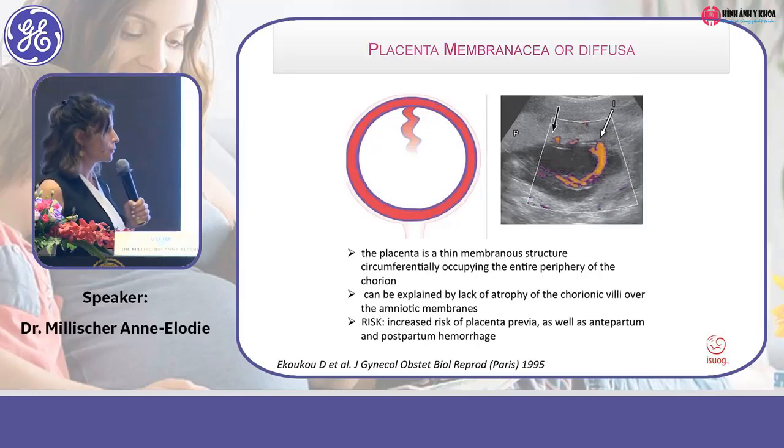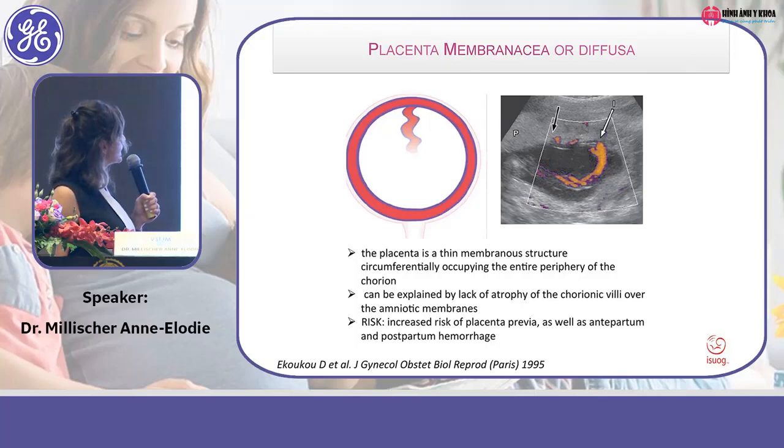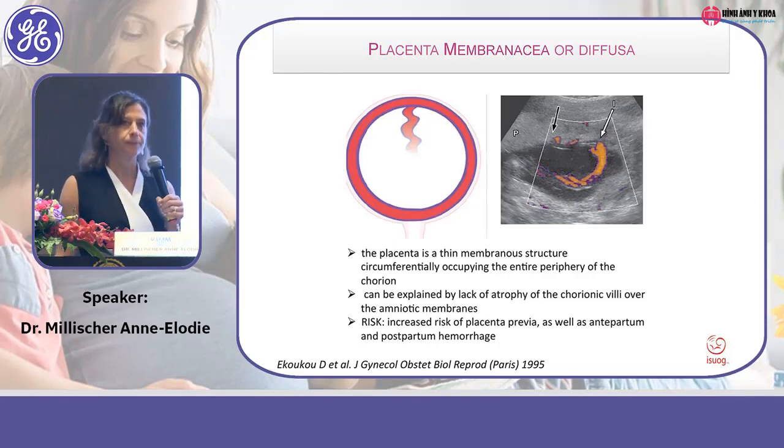The last aspect that we have to know is the membranacea or diffusa placenta. Và cái biến thể hình dạng cuối cùng tôi muốn nói đến đó là cái bánh nhau màng. The particularity of this placenta is that there's some thin membranous structure which lies circumferentially, occupying the entire periphery of the placenta, of the uterus. Trên cái bánh nhau này các bạn sẽ thấy bánh nhau rất là mỏng và nó sẽ bao quanh toàn bộ cái cơ tử cung từ trước ra sau.